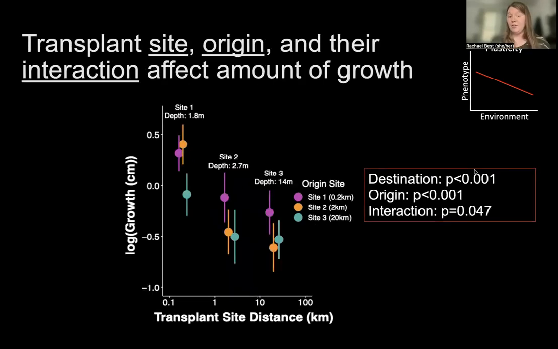Of those that did grow, we see again a significant effect of where they were transplanted to, with those transplanted to site 1 growing more than those transplanted to sites 2 and 3. But with this, we see an effect of origin as well as an interaction. And so we're seeing some of those carryover effects of where colonies originated.